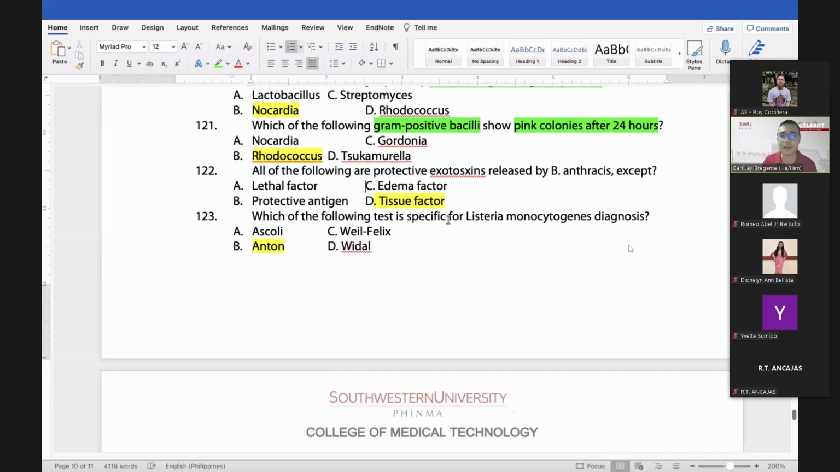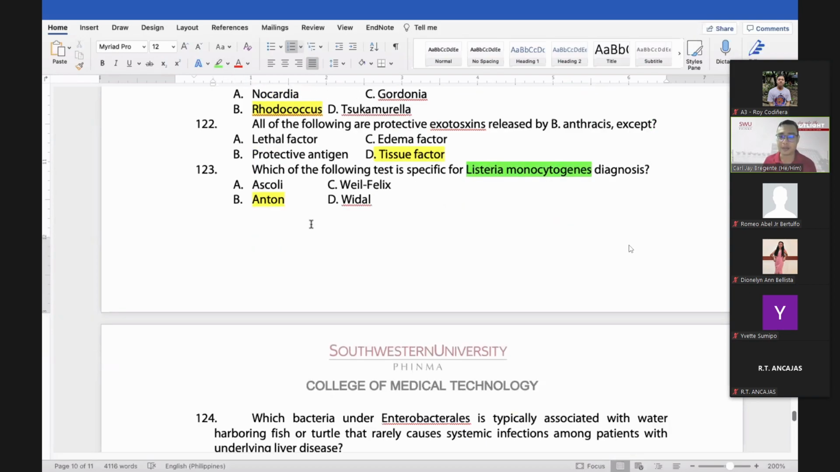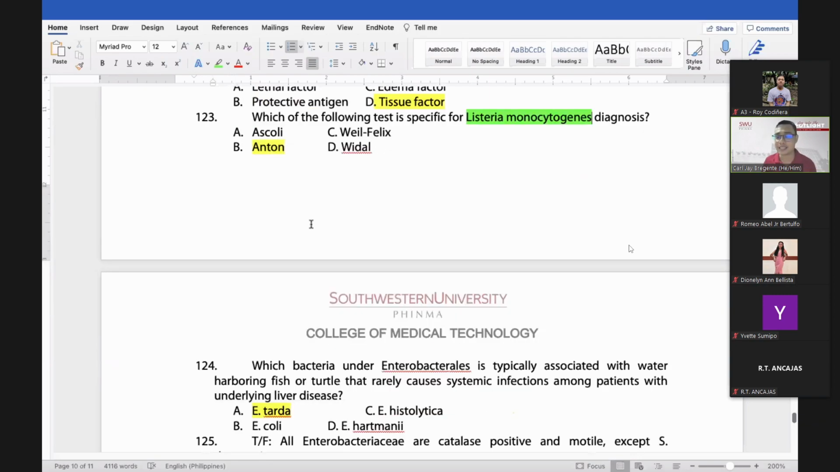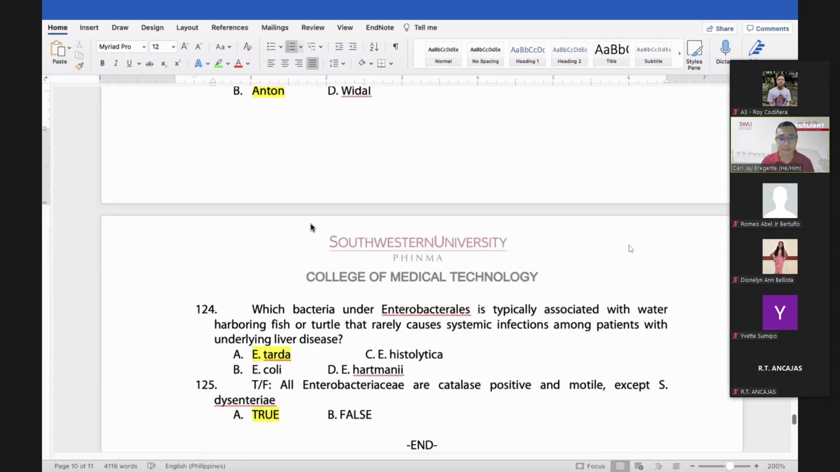123, which of the following is specific for Listeria monocytogenes in diagnosis? So again, Ascoli is for Bacillus anthracis. Weil-Felix, this is more of rickettsial diagnosis. Widal, this is for Salmonella. So the remaining answer there is Anton. So Anton is for Listeria monocytogenes. I think Anton's test is an ocular test.